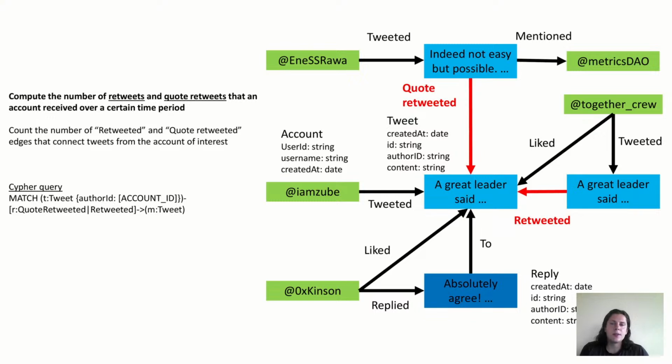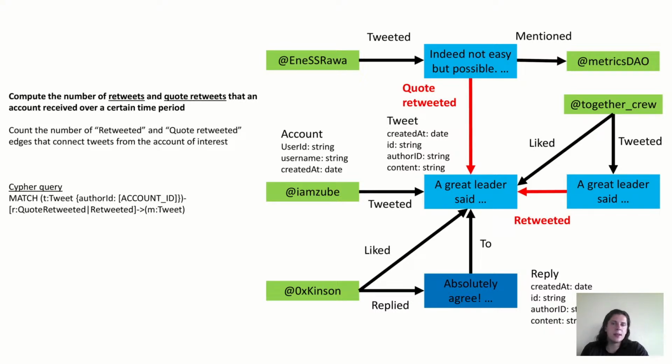And then when we have selected all of those tweets, we select all the specific quote retweeted and retweeted edges that go into that tweet. Once we first filtered for the right account, we now filter for the right edges so that we only have the quote retweet and the retweet edges, and not things like the liked edges or the mentioned or replied edges. Because for this case, we're interested in the retweets and the quote retweets. So that's what you see in the second line.